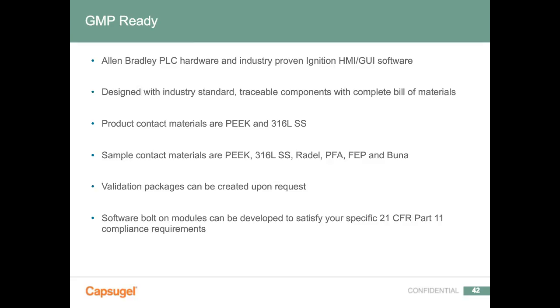The product contact materials that your bioreactor sees are either PEEK, which is a very low extractables plastic, one of the best plastics out there, or a 316L stainless. And then the sample contact has some more components, but all regularly used in sample contact environments. We can put validation packages together upon request, and we can bolt on software modules to meet your 21 CFR Part 11 requirements if needed. So you could take this into your clinical or your GMP applications, especially if you're doing something like product attribute control. You have to be able to utilize these solutions all the way through from development into commercial.